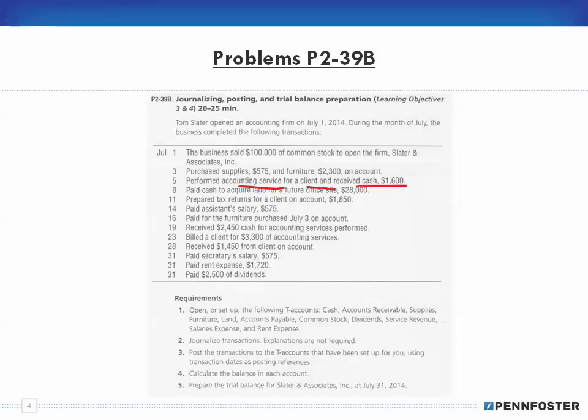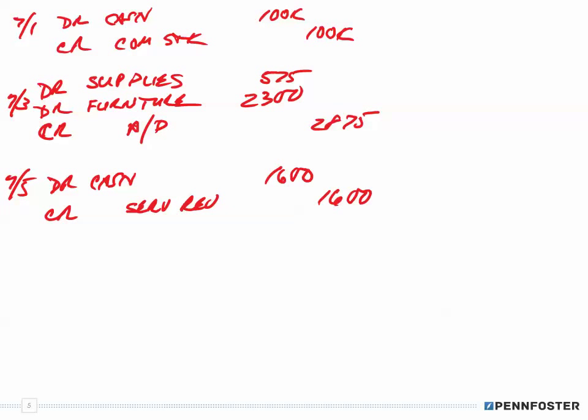Next entry is prepare 7/8: paid cash to acquire land for $28,000. So 7/8, I'm paying cash, so I'm crediting cash for $28,000, and I'm buying land, so I'm going to debit land for the $28,000.